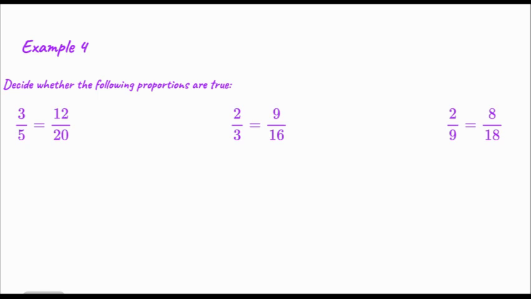All right. Determine whether the following proportions are true. So this is without context. We're just going to go ahead and see if one leads to the other. Well, I see this fraction can be simplified. So 12 and 20 have a common factor of 4. I'll go ahead and divide by 4 each. And 12 divided by 4 is 3. And 20 divided by 4 is 5. So as a matter of fact, they are equal.